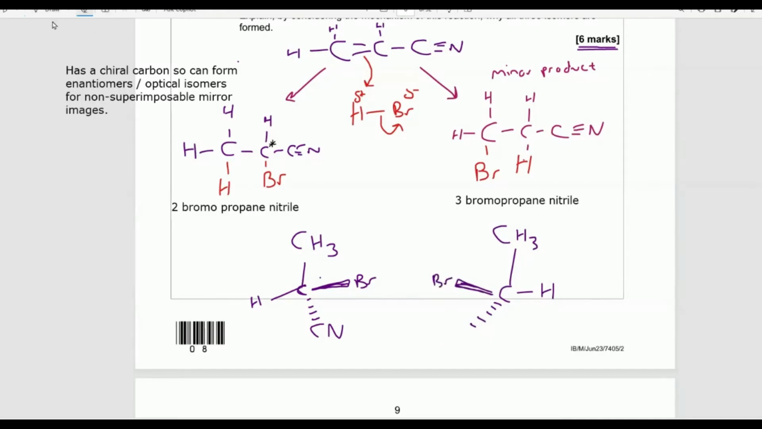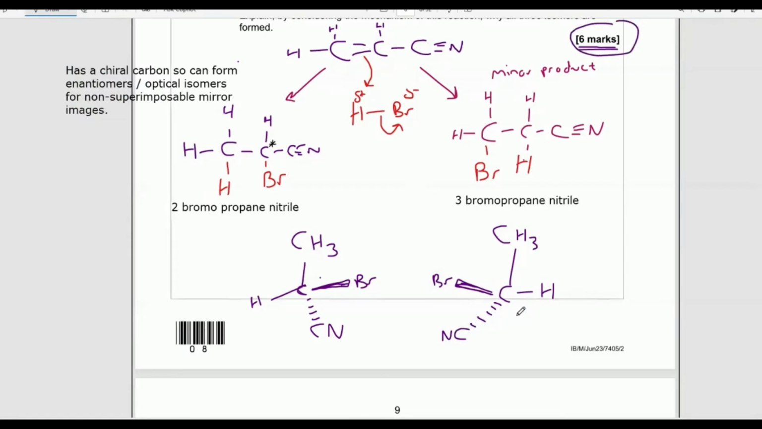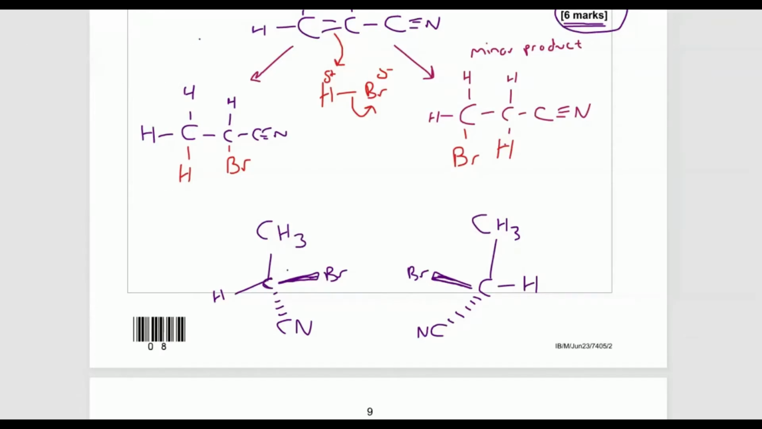So you can see here, the only difference when redrawing this is everything is swapped around. And there we go. That's going to get you all of the marks for showing the enantiomers and explaining why they form, because we have the chiral carbon on 2-bromopropionitrile. And so that is why we end up with 3 different versions. Okay, let's move on to the next question.